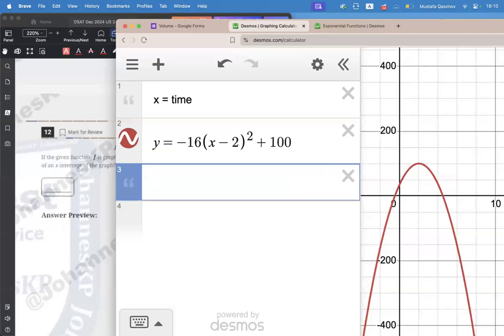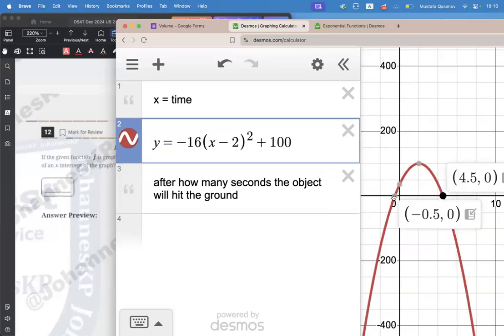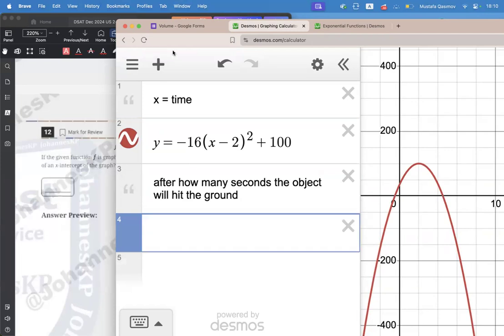If I ask you after how many seconds the object will hit the ground, then you must take positive one because negative one cannot bounce back because x is time. Time cannot be negative. Okay?